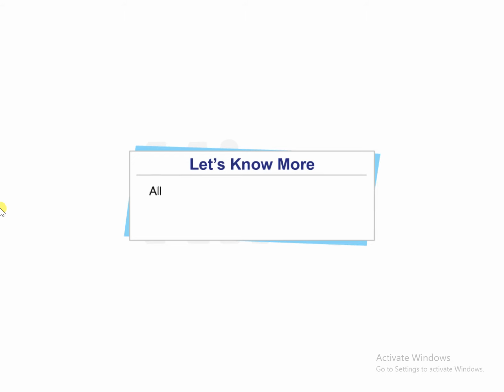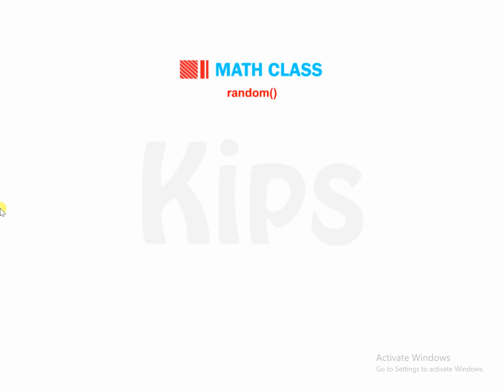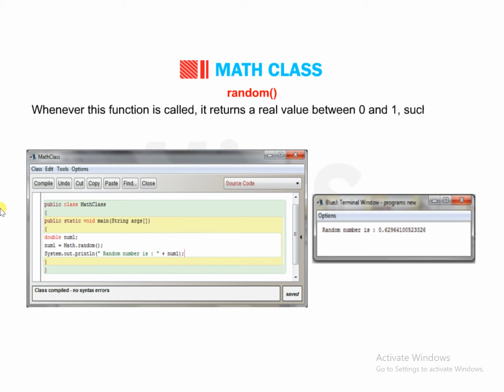Students, let us know more. All methods of the Math class are static, meaning they are invoked through the class name. random. Argument: nil. Return type: double. This function is used to get a random real value between 0 and 1. It does not accept any argument. Whenever this function is called, it returns a real value between 0 and 1, such as 0.33, 0.78, 0.1, etc.